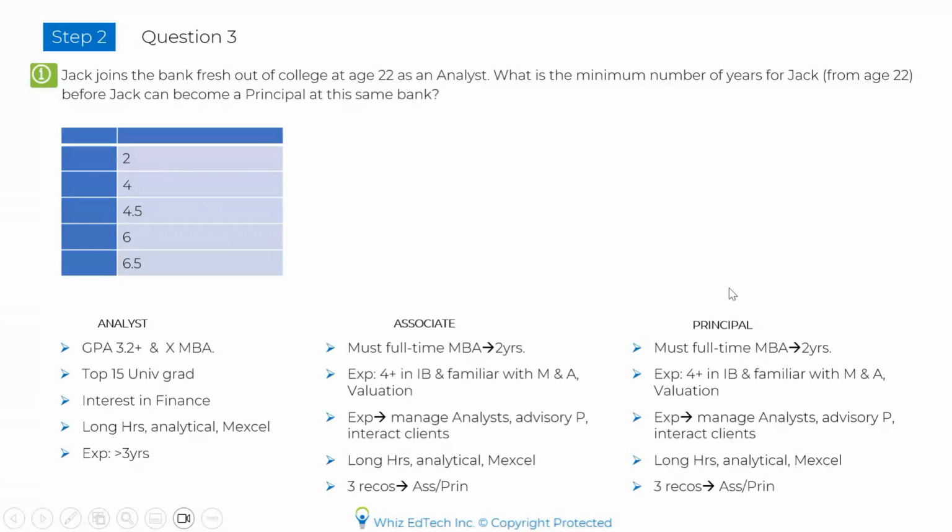So this is simple because we are saying Jack joins the bank fresh out of college. He's just a grad. He joins as an analyst. What's the minimum number of years for Jack before he can become a principal? Now we know that Jack has to get a full-time 2-year MBA, plus Jack has to put in 4 years at least of experience before he can reach this stage. So it has to be 6. And therefore the correct answer is 6, which most of you have got right. So great job on that.